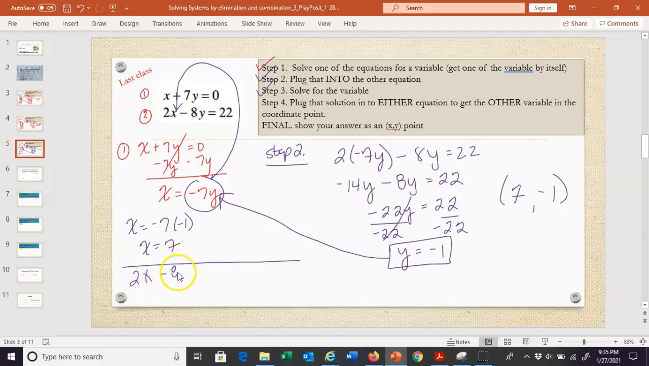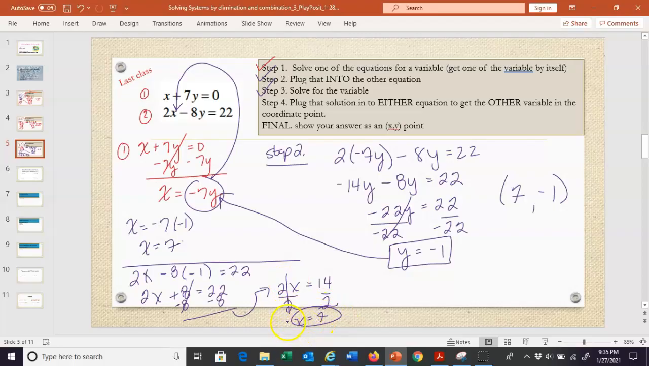2x minus 8 times negative 1. And let's solve for x. We better get 7 or else we did something wrong. So negative 8 times negative 1 is a positive 8. Right, now we'll keep solving for x. We'll subtract 8 from both sides. So I'm going to go over here. You get 2x equals 14. And then we'll divide both sides by 2. And look, x is 7, just like we said it was.